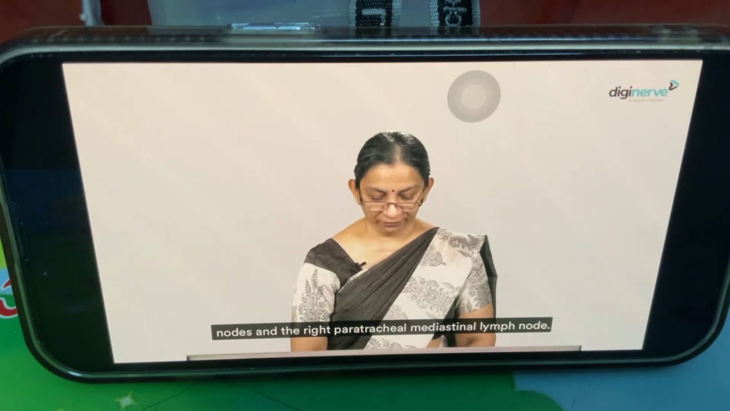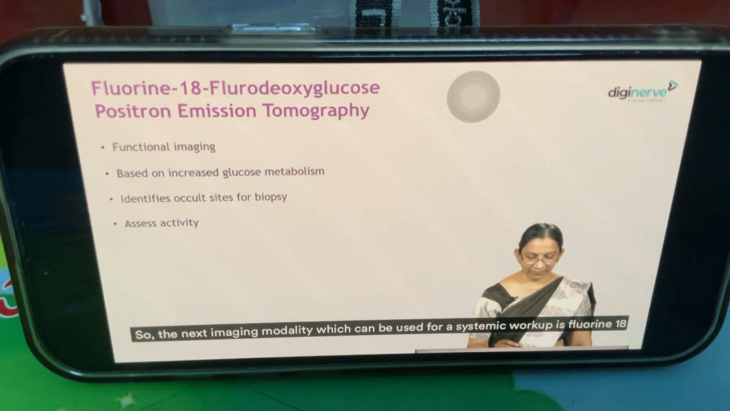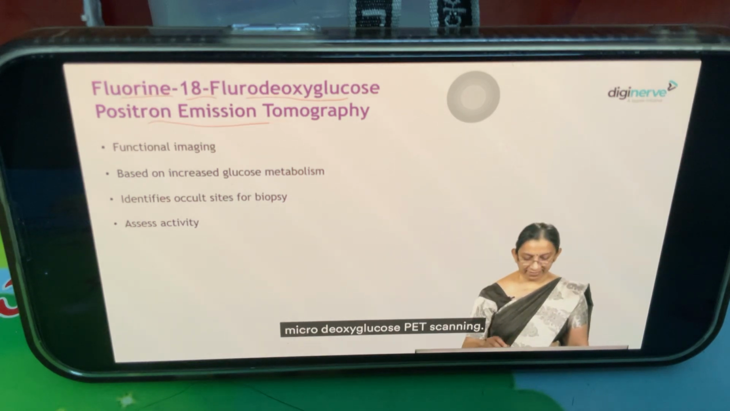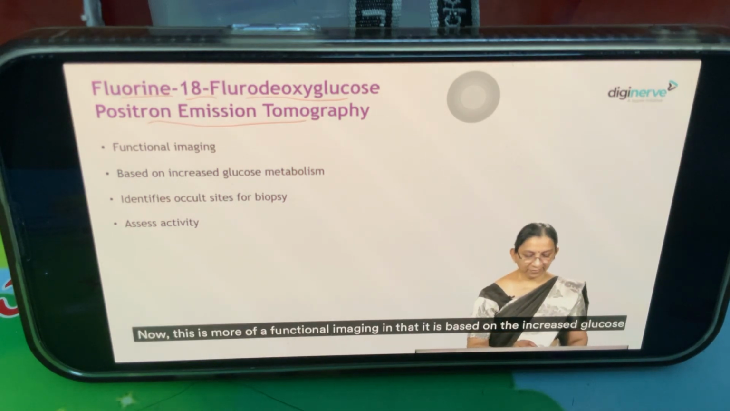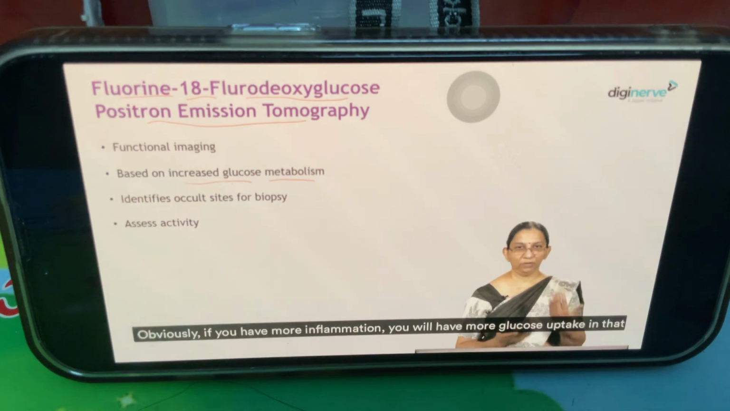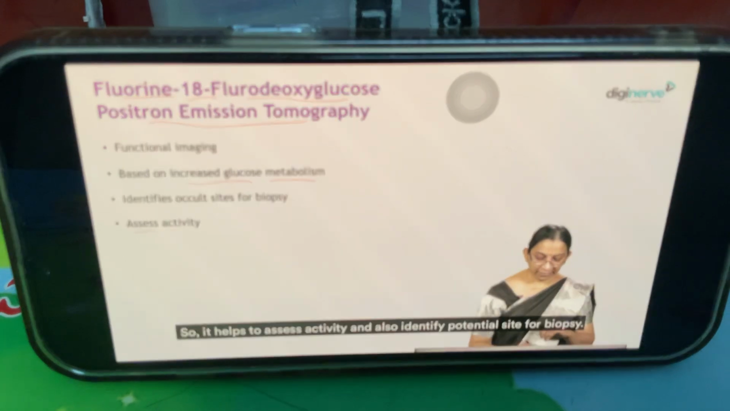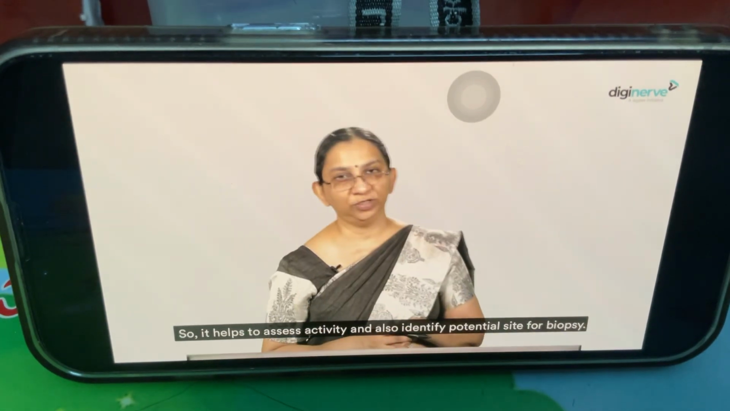paratracheal mediastinal lymph node. So the next imaging modality, which can be used for a systemic workup, is fluorine 18-fluorodeoxyglucose PET scanning. Now this is more of a functional imaging in that it is based on the increased glucose metabolism. Obviously, if you have more inflammation, you will have more glucose uptake in that area. So it helps to assess activity and also identify potential site for biopsy.